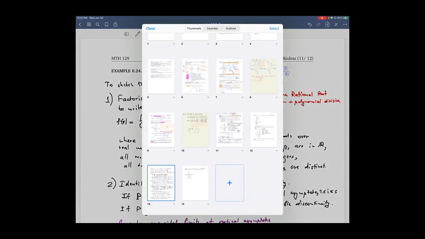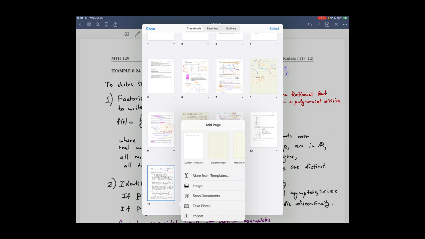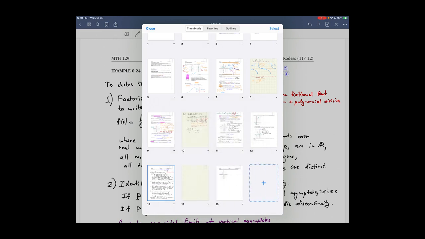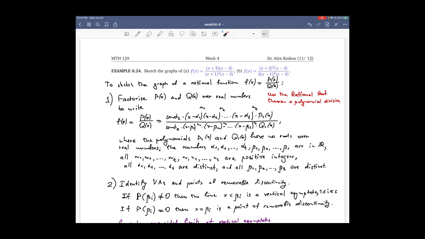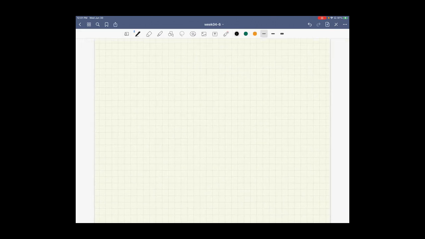So let me add a page. And start solving example A. We need to sketch this graph using the summary that we wrote. In part A, the graph is x plus 2 times x minus 3 over x plus 1 squared times x minus 2.